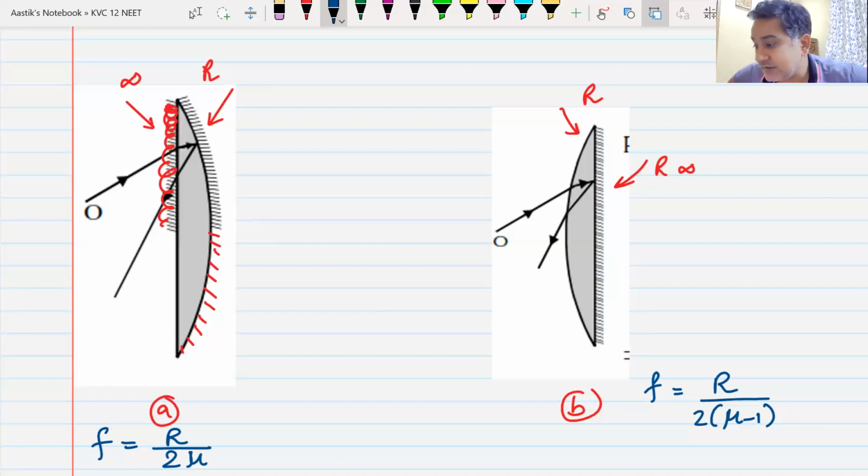So I'll end this class here. In the next class, that is tomorrow, we will move ahead with the next topic, which will be wave optics. So we will complete optics completely and then we will move ahead.